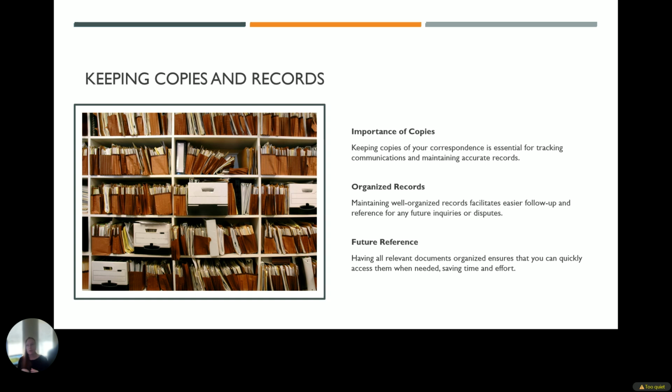Make sure that you save it to a file that you know where to find on your computer. That way, in the event the insurance company loses your information, they say you didn't submit a claim, you already have that information in a file ready to go and ready to resubmit. So having a well-organized record is going to be essential for future reference and follow-up actions with your insurance company.